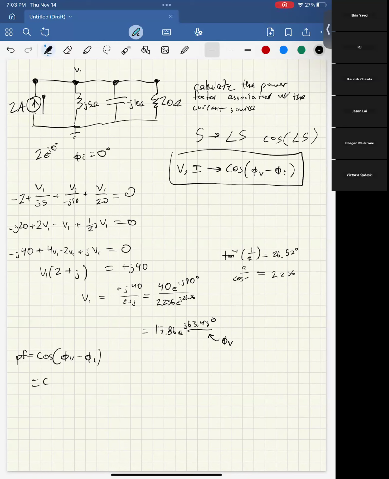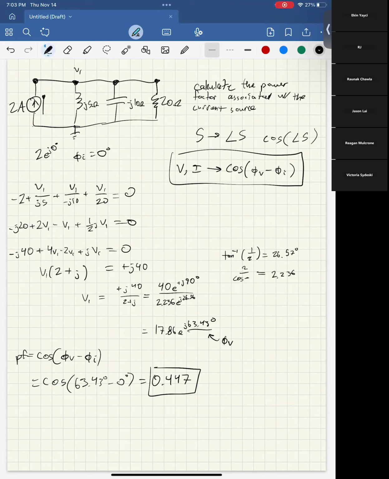So then we can just say the power factor is cosine of 63.43 minus 0, which gets us cosine of that equals 0.447. And that would be your answer for this question. You can also do it another way, but just do it that way. That's the best way to do it. Make it as simple as you can, especially when it's just asking about one component.